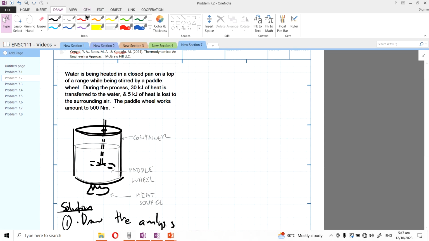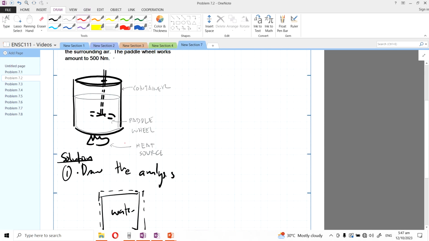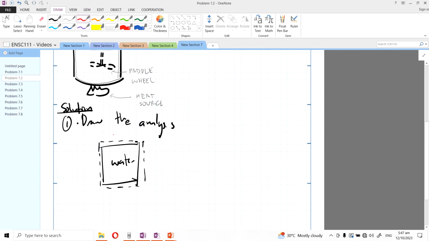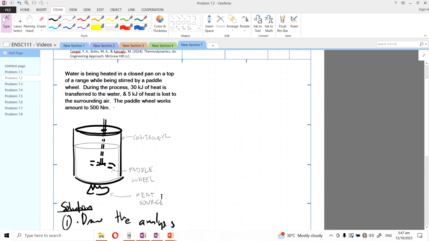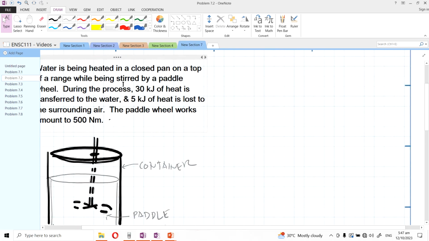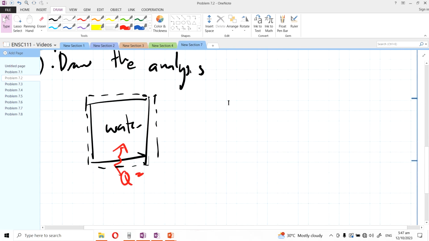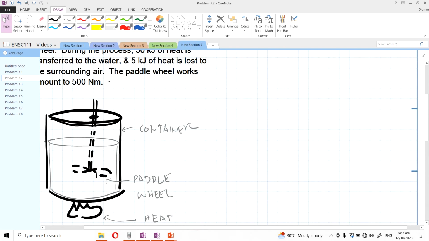All right, so next is specify the interactions. So we have a heat source. That means we have heat input. So Q input is equal to 30 kilojoules of heat, right? And then we have heat losses, heat loss amounting to, I think, 5 kilojoules of heat. And then work input from the paddle wheel.